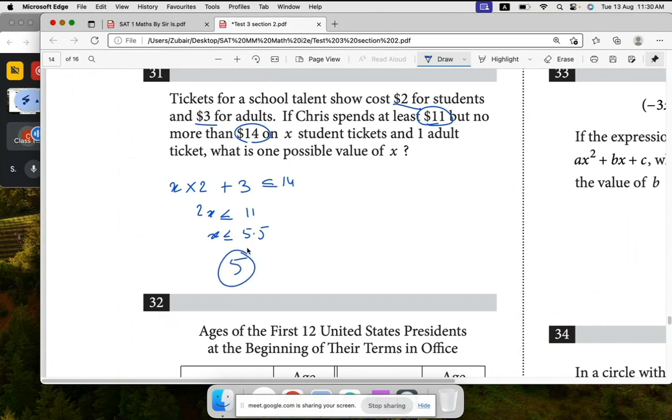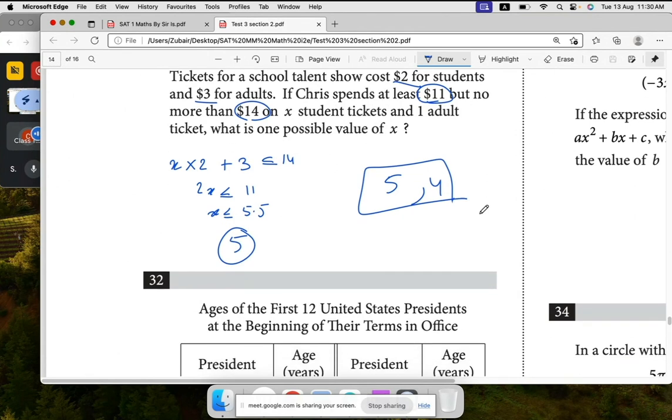And just quickly checking, 5 into 2 plus 3 is within the budget, more than 11 and less than 14. If someone tries 4, that is exactly 11. So possible answers are 5 and 4 only, not 3. With 4, we are getting exactly 11.